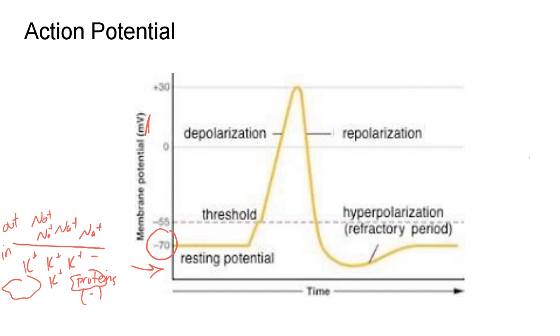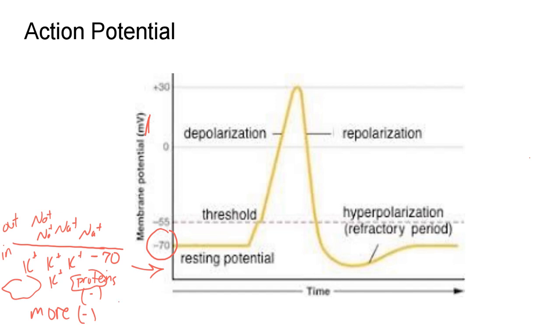So when we see that -70 resting membrane potential, what that means is that at rest, the inside of the nerve is sitting at about 70 millivolts less than neutral, essentially less than them having an equal charge. So the inside is going to be more negative than the outside. That's what that -70 millivolts is going to mean.